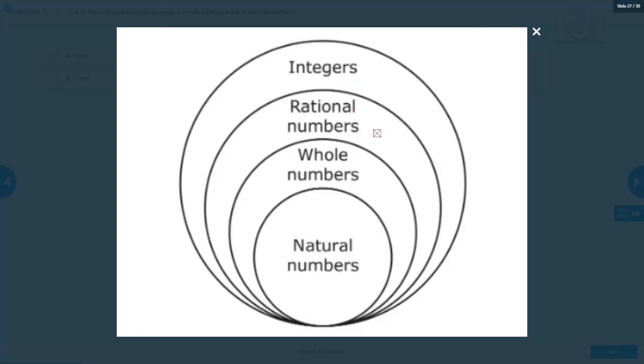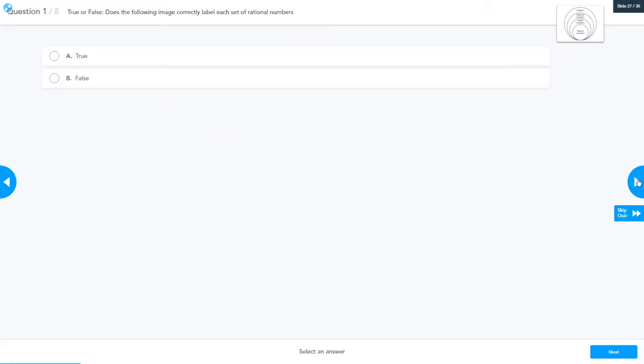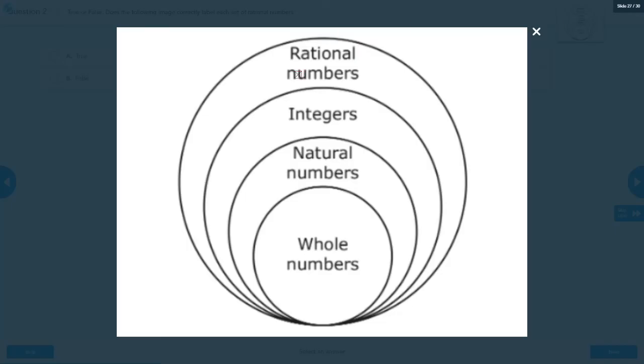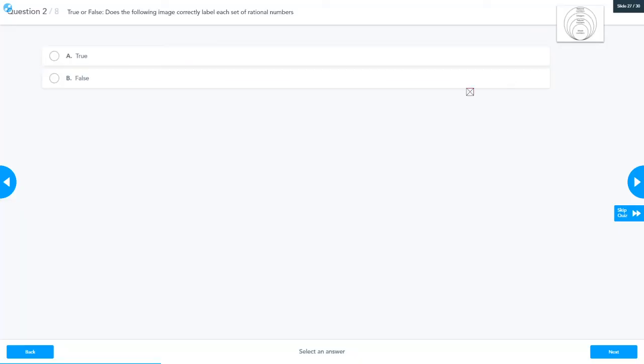So are these in the correct spots? I would go back to look at our model. Is that the same order as our model was? Was this the little one, then a little bit bigger, then a little bit bigger, and then a little bit bigger? Is it in the right order? You just answer true or false. Problem number 2, does the image correctly label these? So this is another one. Is this one correct? True or false?